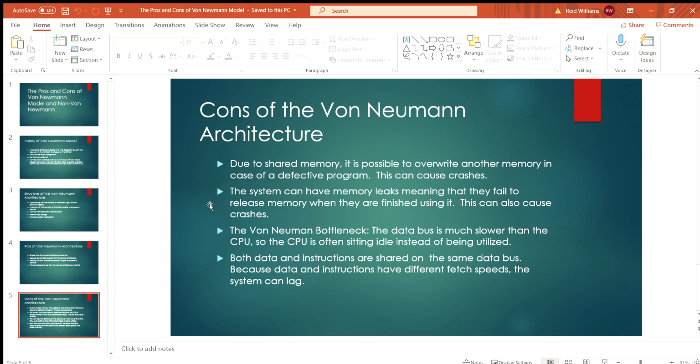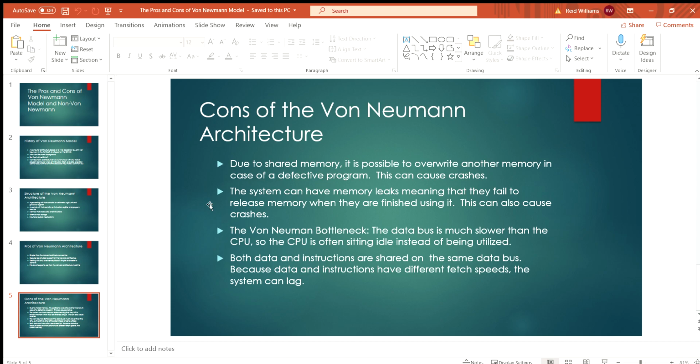There's also what's called the von Neumann bottleneck, where the data bus is much slower than the CPU. So the CPU is often sitting idle instead of being utilized. And both data structures are shared on the same data bus, and because data and instructions have different fetch speeds, the system can lag due to that.